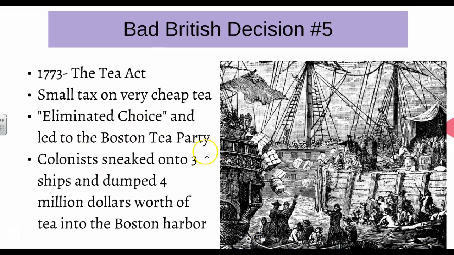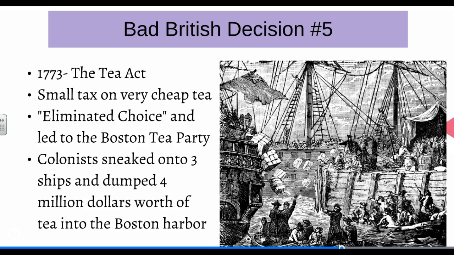Now we have 2 more bad British decisions to look at. The first one is bad British decision number 5, which is the Tea Act of 1773. So we're 3 years after the massacre, and the king is still trying to find ways to recuperate the money that he had to pay out as part of the war, the French and Indian War from 1754 to 1763. And so he's still looking for ways that he can recuperate some of that money, and he wants to tax the colonists, and this is what he comes up with.